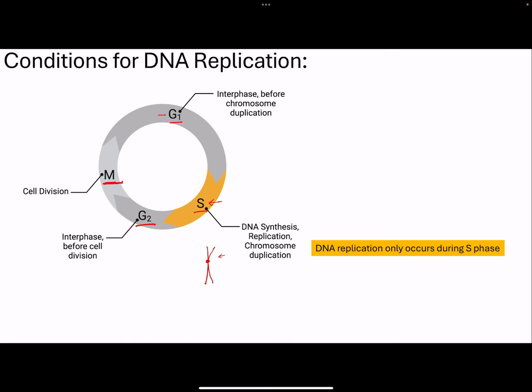Then the cell will go back into G2 phase, where it's continuing to prepare for cell division, and then M phase happens. So this can be mitosis or meiosis, depending on whether you're looking at a somatic cell or a germline cell. So what we're talking about today happens during this S phase.